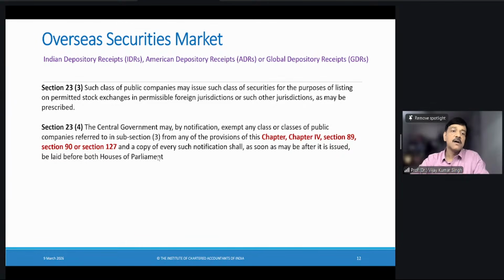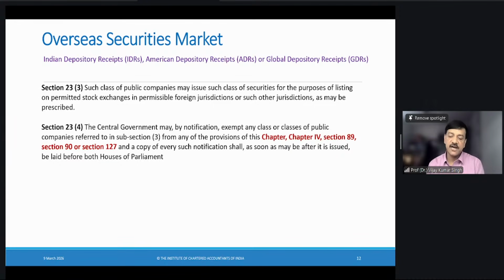Okay. So overseas securities market, when we are talking about raising of capital, it is not necessary that only Indian money will be involved. Even foreigners can invest in our securities market. We can invest in foreign markets. So whenever we are investing into foreign markets, or whenever there is an inbound investment, or foreigners are investing in Indian markets, that is referred to as overseas securities market. And there are instruments like Indian Depository Receipts, IDRs, American Depository Receipts, ADRs, and Global Depository Receipts, that is called GDRs.